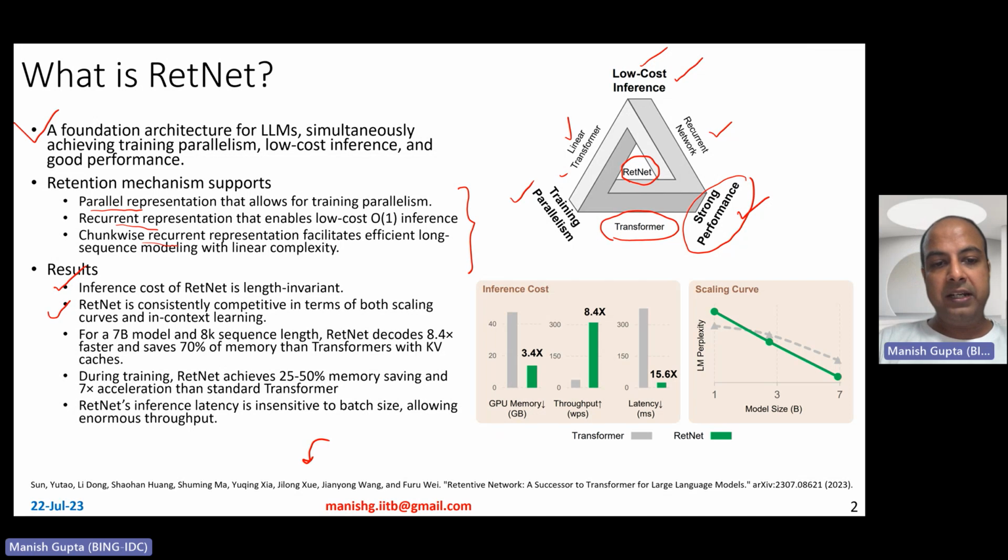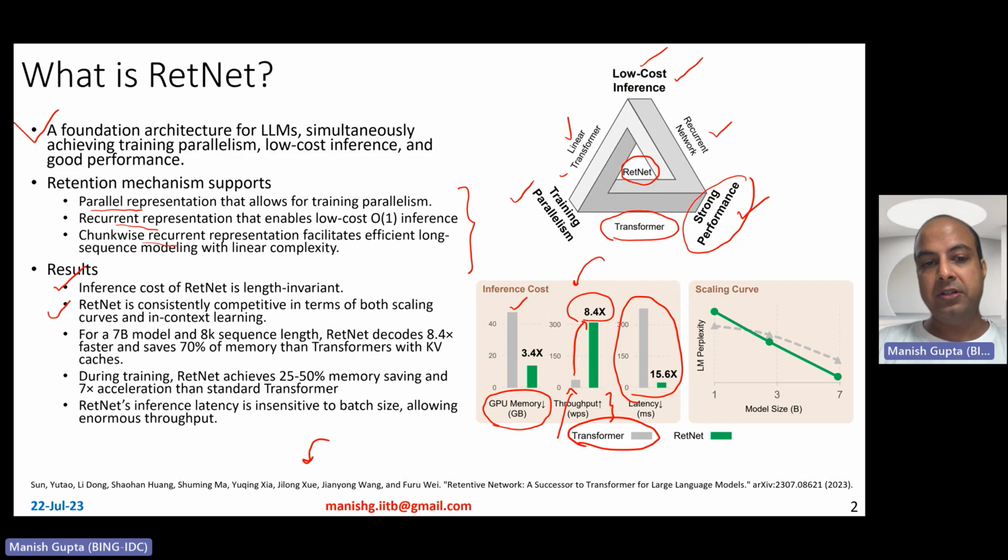So in fact, if you look at this chart for a 7 billion model with an 8K sequence length, RetNet decodes 8.4x faster compared to a standard transformer. So if you look at throughput, right, it is 8.4x faster. The green one is RetNet and the gray one is the standard transformer. If you look at the RAM required at inference time, the RAM required is 3.4x smaller, or rather 70% smaller compared to a standard transformer. Similarly, if you look at latency, it is 15.6x smaller compared to a standard transformer, right? So huge improvements or huge gains, right?